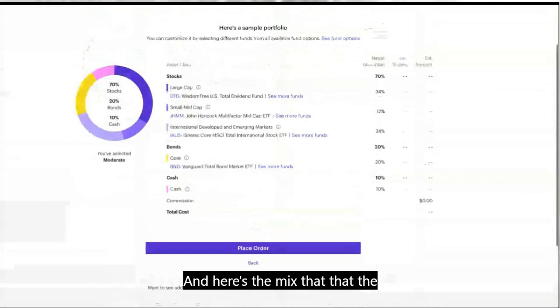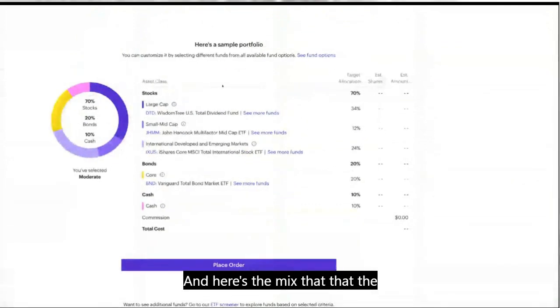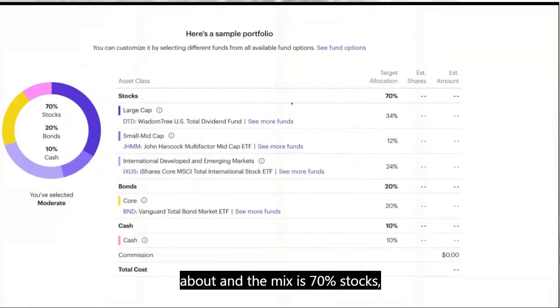Well, let's look at the details of it. And here's the mix that the pre-built screeners are talking about. And the mix is 70% stocks, WisdomTree, symbol DTD. We've got small cap, 12%, international, 24%. And if I'm curious, hey, what is in this international developed and emerging market fund, I can click on the symbol, and it's going to take me back over to the snapshot.